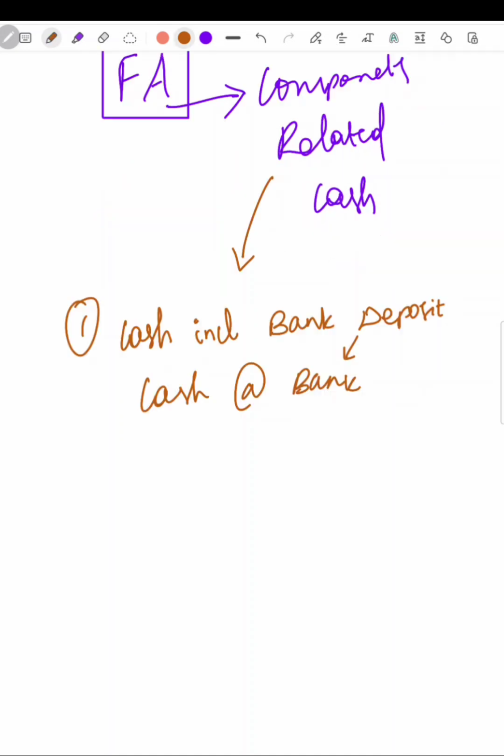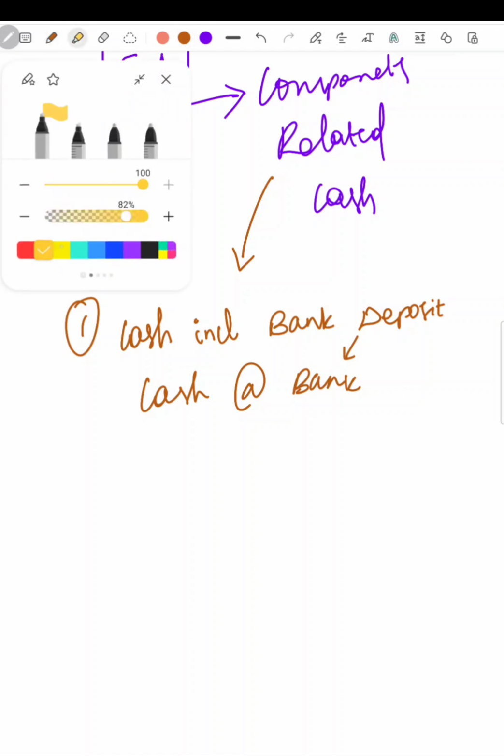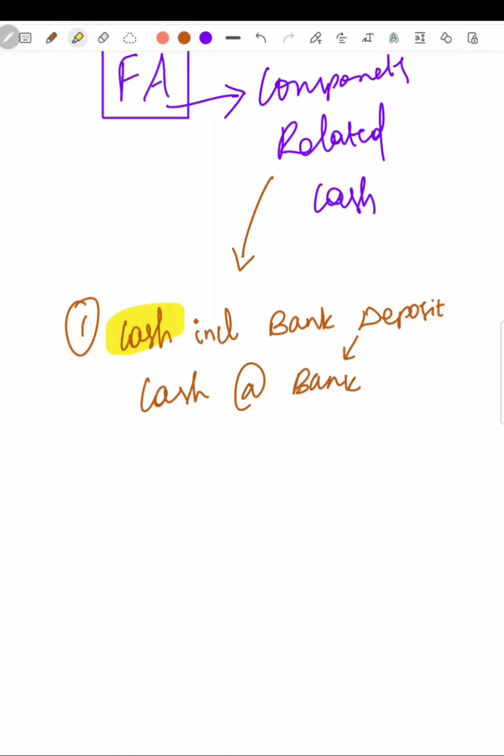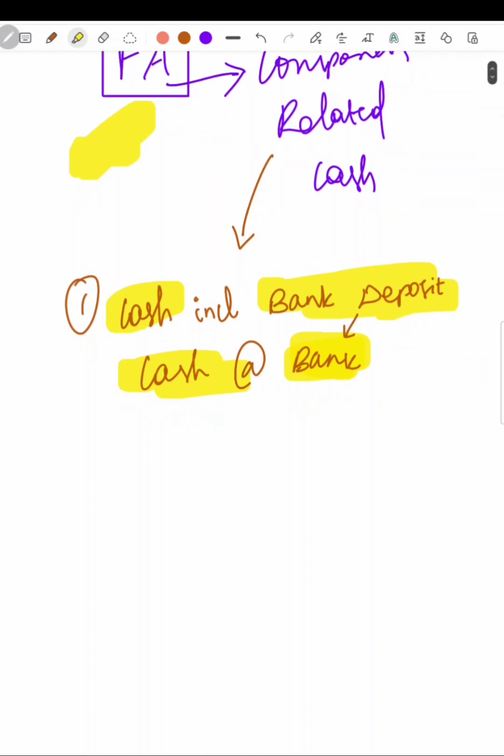Okay, so what are the things that are related to cash? If you see, cash itself is there, right? The first thing is cash. Then bank deposits, we keep deposits in the bank, right? So that is also cash. So we call that a financial asset too. We will be considering that as a financial asset.